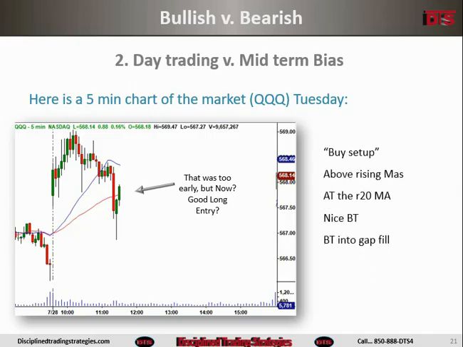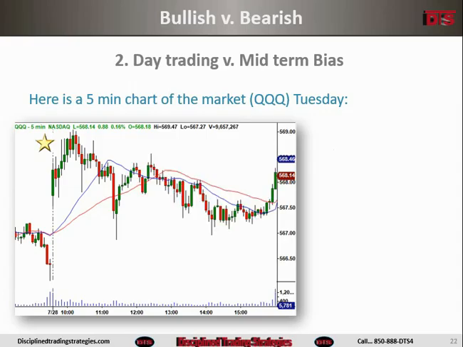Well, I put buy setup above the rising moving averages at the rising 20, nice bottoming tail, and the gap fill. Boom, boom, boom, boom, boom. But look what happens. Maybe you made up a little bit, but would you have taken profit on that? I mean, you weren't even at a 1 hour profit probably. It fades away the rest of the day. Just kind of a sloppy mess, right? So what's the point of all this?